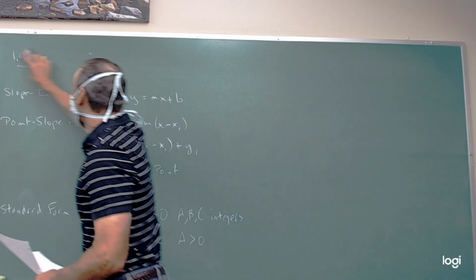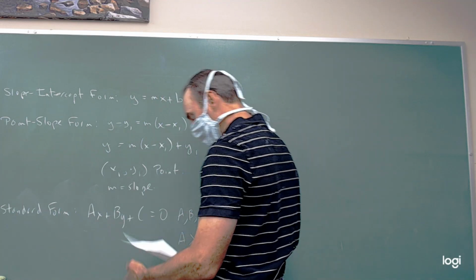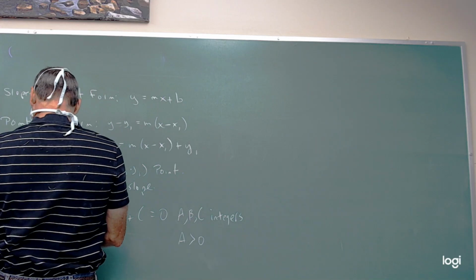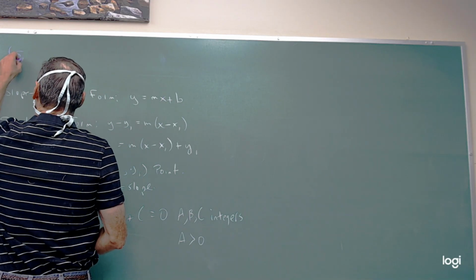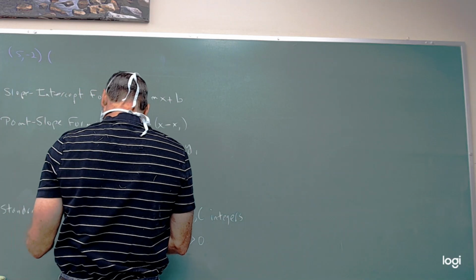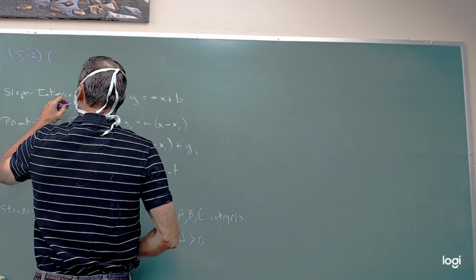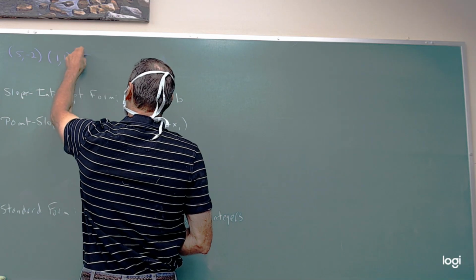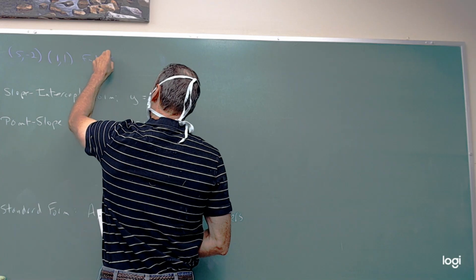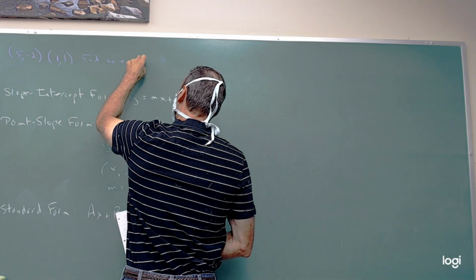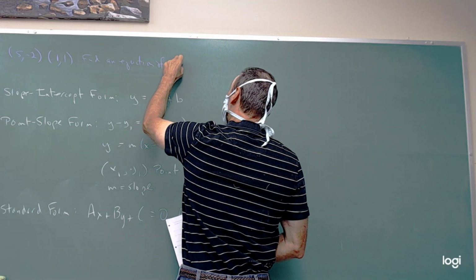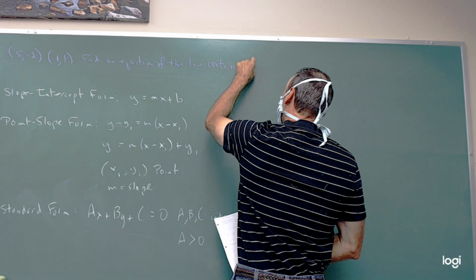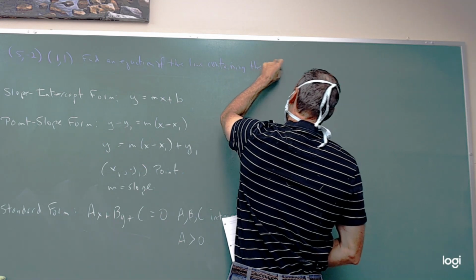So let's see what we can do here. Let's say we have the point 5, negative 2 is one point, and another point is going to be 1, 1. So those are two points, and we are going to find an equation of the line containing the two given points.